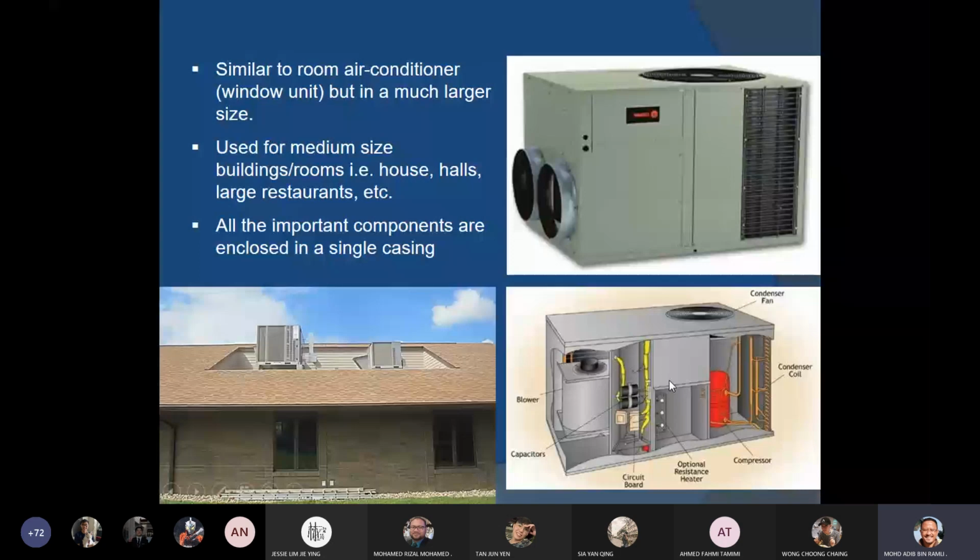But what you cannot see here, there's one label missing, is basically the evaporator coil, which you can see like this black or gray colored thing at the back of the blower. Basically, this part is the evaporator. And you can see the position of this package unit on the rooftop. But in Malaysia, I don't think it's common to see this kind of air conditioning system, it's more popular overseas, right?